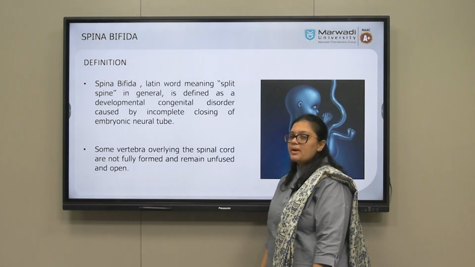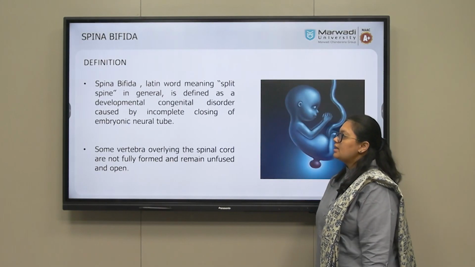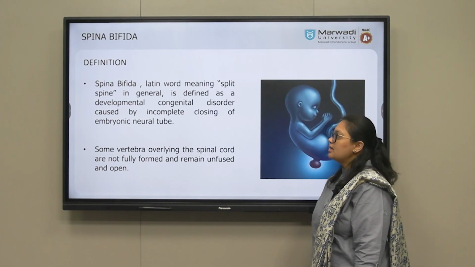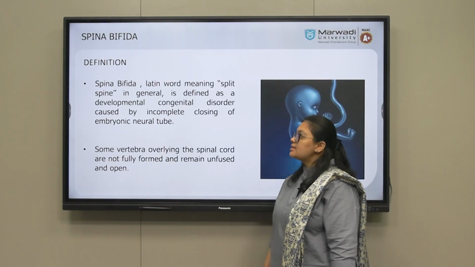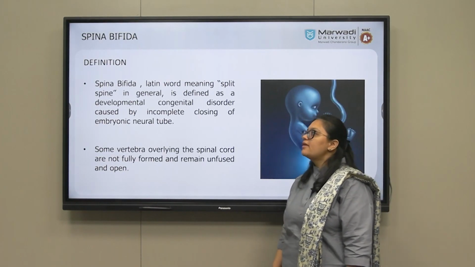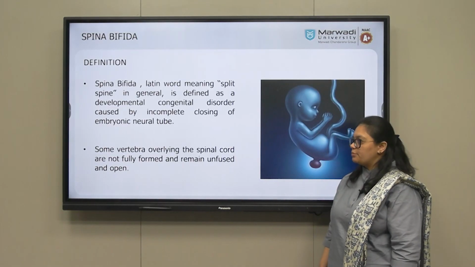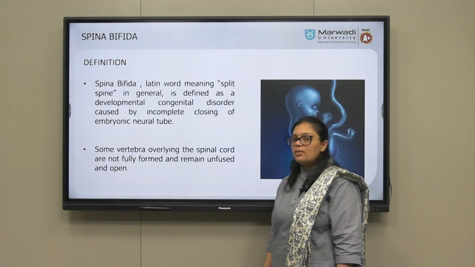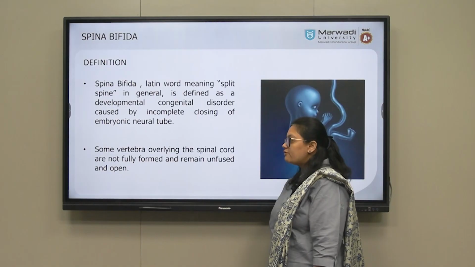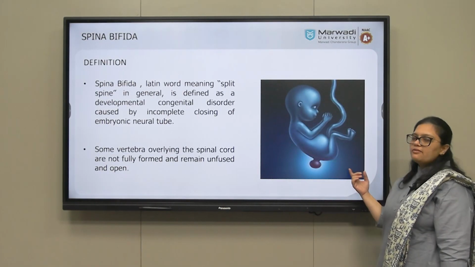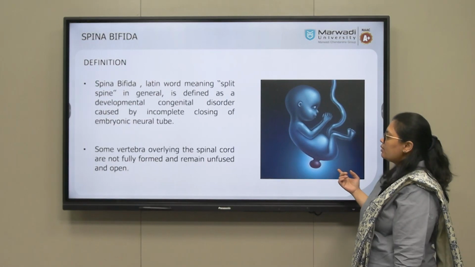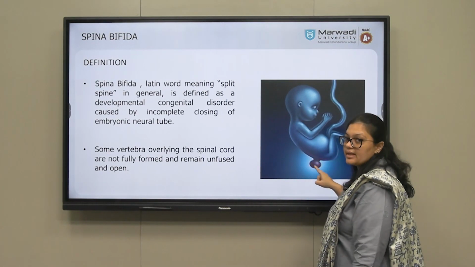Definition: spina bifida, a Latin word meaning split spine, is defined as a developmental congenital disorder that is caused by incomplete closing of the embryonic neural tube. Some vertebrae overlying the spinal cord are not fully formed and remain unfused and open. So, from this figure, we come to know about the spinal cord that has been formed.